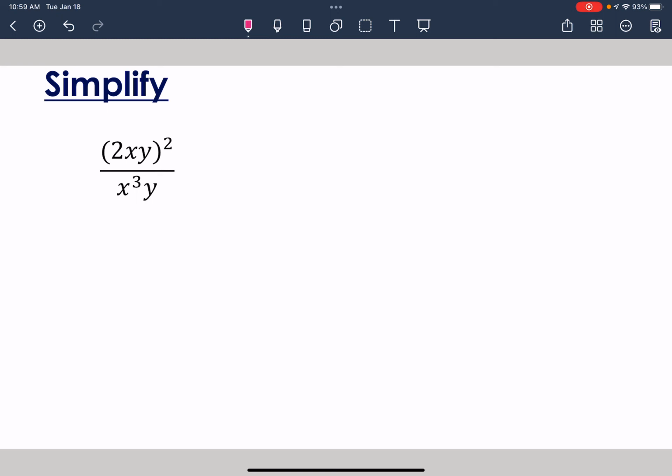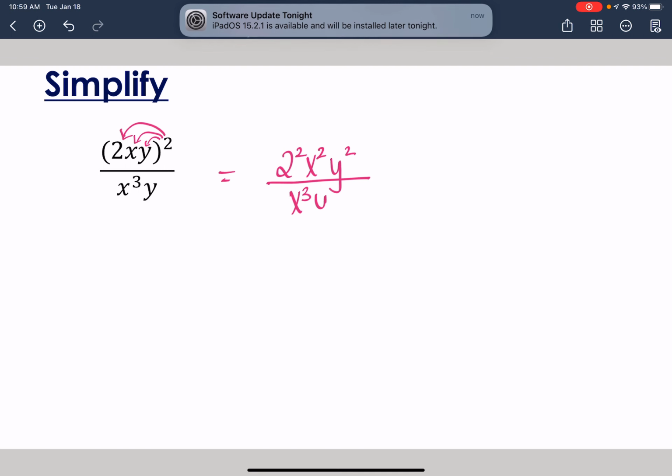Okay, so let's try this one. This is another exponent problem. So it says to simplify this. So I have a power, so I know I need to use that product of powers rule. So this is going to become 2 squared x squared y squared over x cubed y.